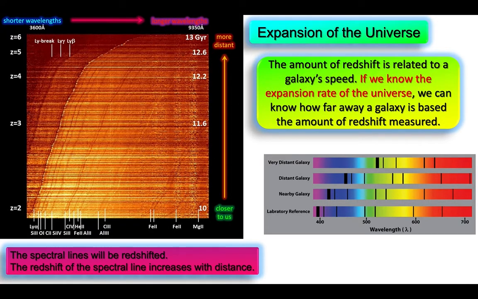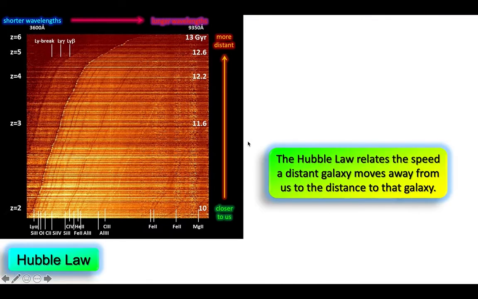Now, the amount of redshift is related to a galaxy's speed. We talked about that during the background science slides at the beginning of this module. If you know how fast an object is moving away from you, you know how redshifted its light is going to be. So if we know the expansion rate of the universe and we know how fast an object is moving away from us, based on looking at spectra and translating the amount of redshift into a speed, we could make an estimate of the distance to that object. We can know how far away that galaxy is.